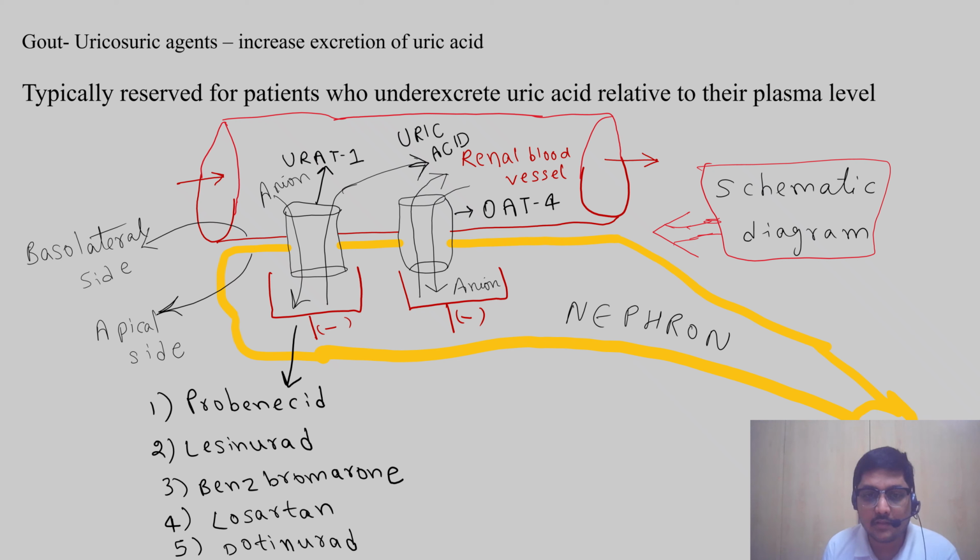Among them, lesinurad has one more additional property. It can block the OAT4 transporter also, organic anion transporter 4. Lesinurad binds with these two channels, urate 1, uric acid transporter 1, and organic anion transporter 4. Both channels are affected by lesinurad. All the other drugs block urate 1, the uric acid transporter 1. Understood? And one more thing here is dotinurad. One point you should remember, it has a side effect of nasopharyngitis.